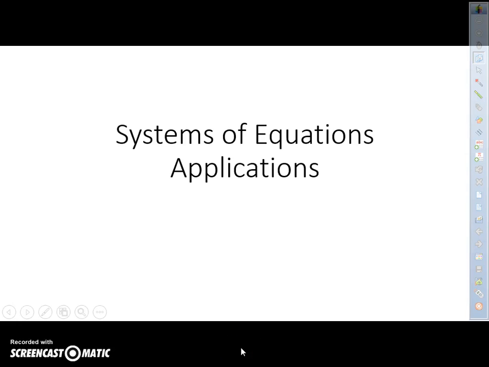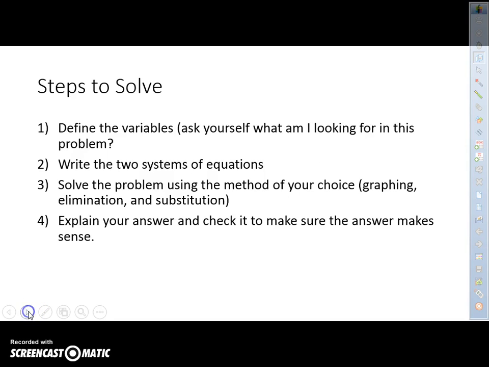Now that we've talked about the three different methods of solving systems of equations, graphing, substitution, and elimination, we're going to spend some time looking at the different types of applications that go with each of these. So in the first part of your notes, it lists a steps to solve list for you.